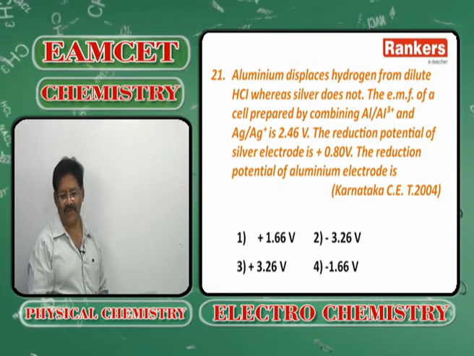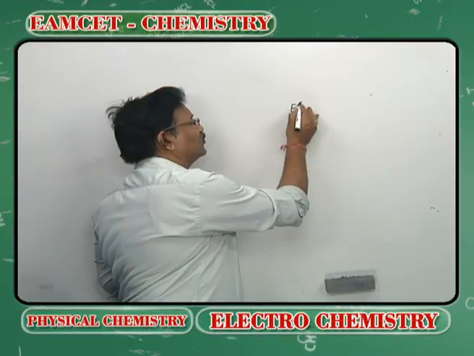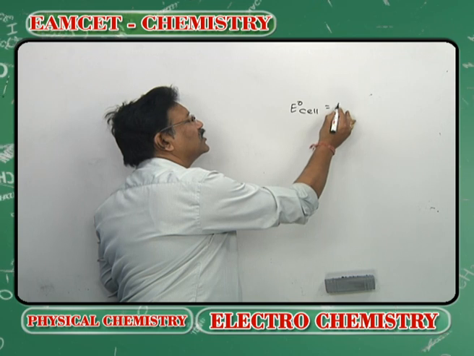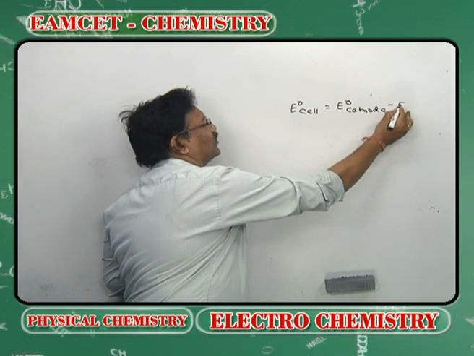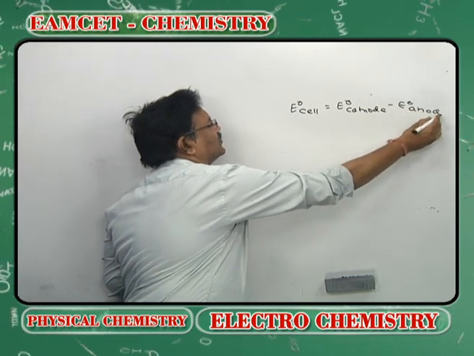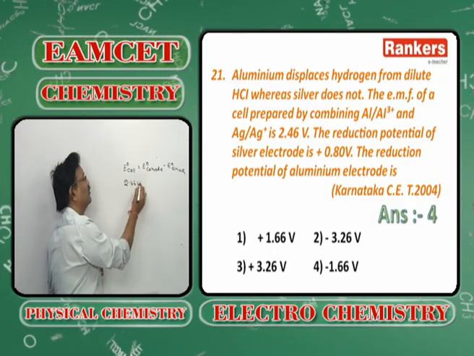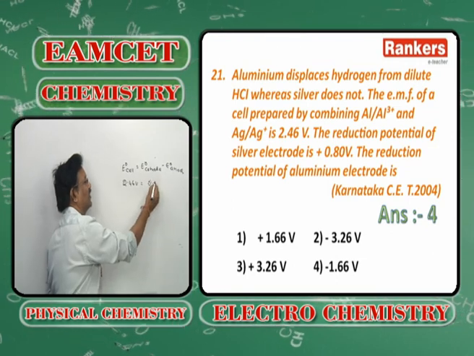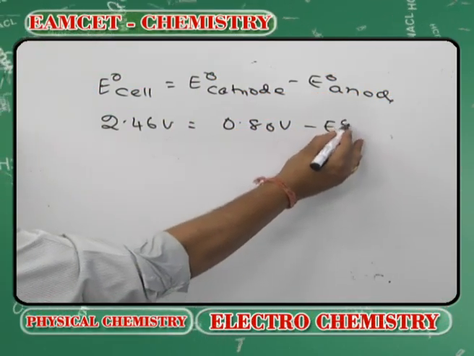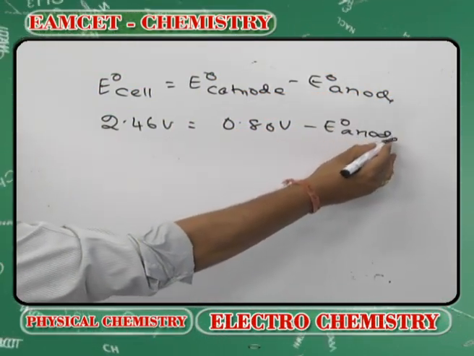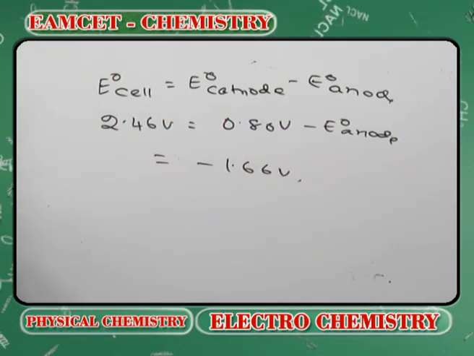So, what is the EMF for the cell? E naught of the cell will be equal to E naught of the cathode minus E naught of the anode. Now, what is the E naught of the cell? 2.46 volts. What is the E naught of the cathode? 0.8 volts. What will be the E naught of the anode? That is aluminum. It comes to minus 1.66 volts.